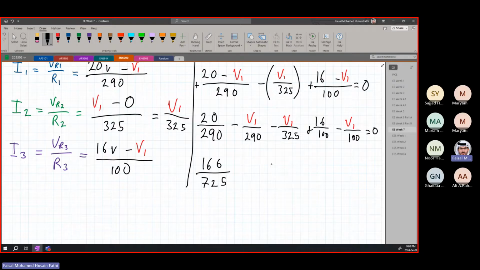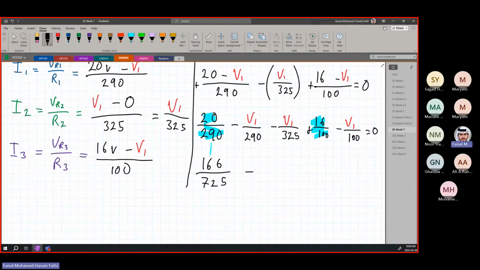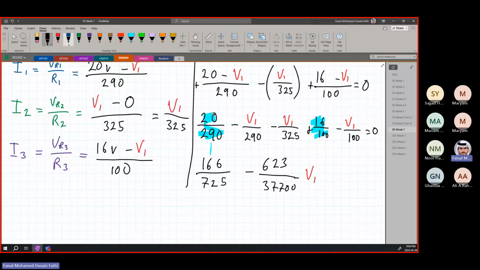Okay, all I did, this value came from grouping this, and then the constants. And we will do the exact same thing for the V1s. So it's going to be minus 1 over 290 minus 1 over 325 minus 1 over 100. And this is going to give us minus 623 over 3770 V1 is equal to 0.